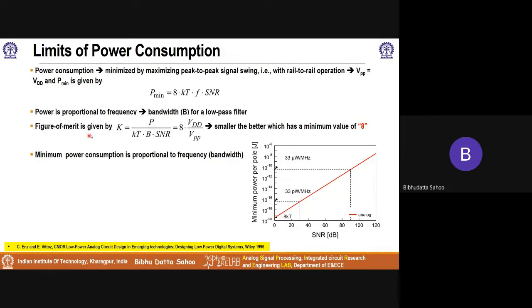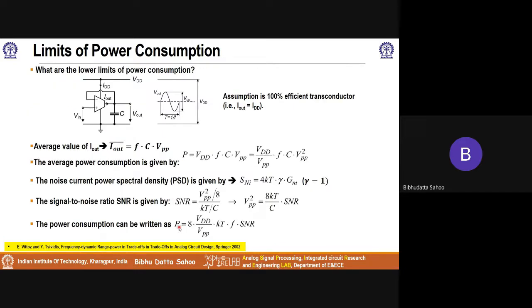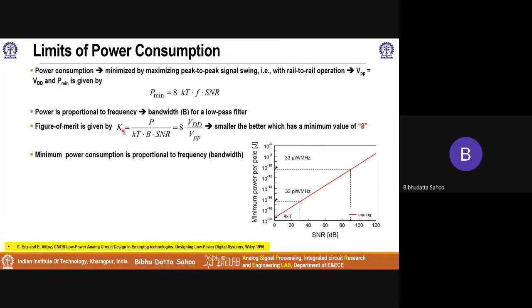Okay, so now we'll define something called a figure of merit. K is power divided by kT, and F is replaced with bandwidth and SNR. Okay, so here we will say that power divided by kTB SNR is 8 times VDD over VPP. Now the figure of merit is K, the smaller it is, the better is the overall analog circuit in terms of power consumption. Okay, so this K turns out to be 8 VDD over VPP, smaller the better, which has a theoretical minimum value of 8.